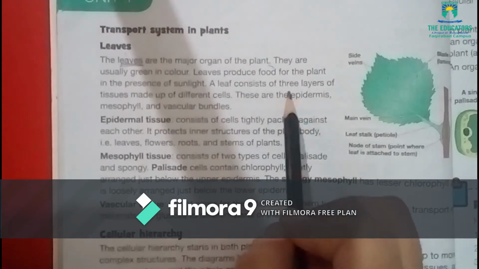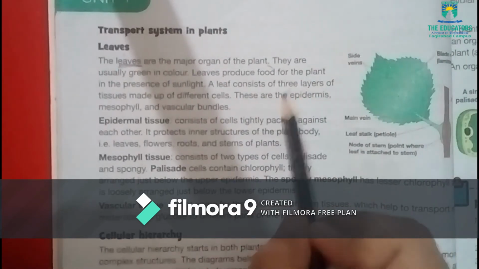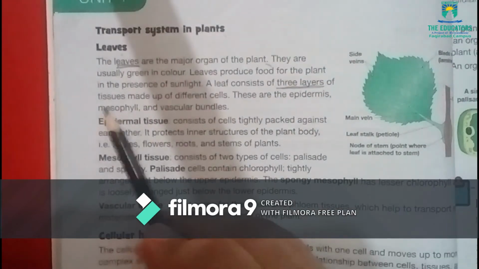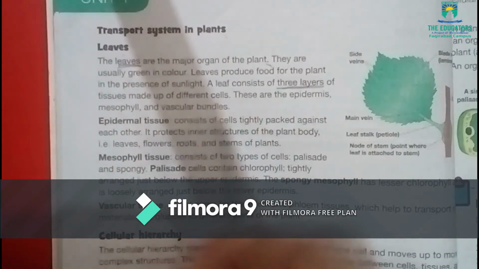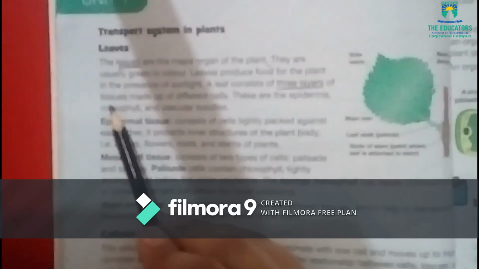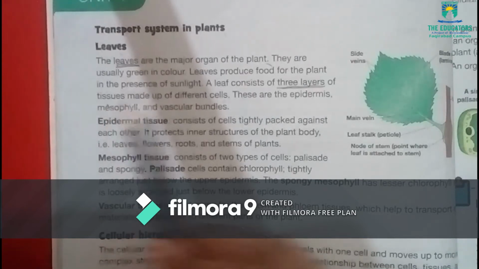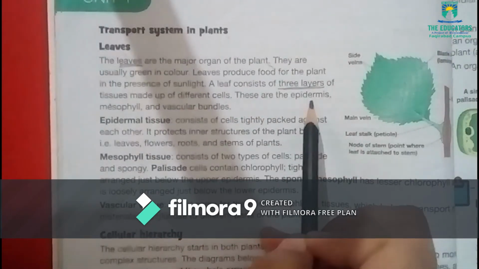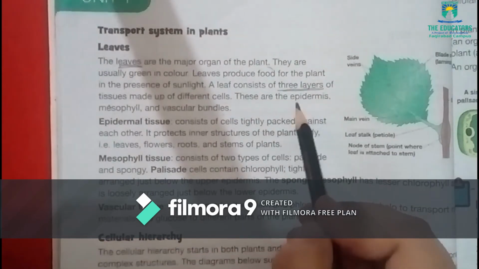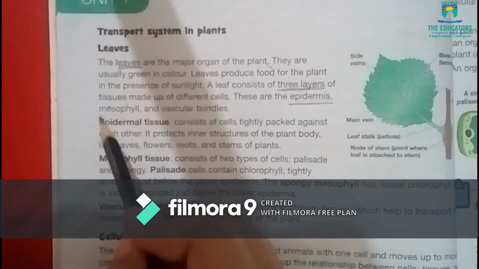A leaf consists of 3 layers. How many layers do leaves consist of? It consists of 3 layers of tissues made up of different cells. What do you mean by tissue? Tissue, as I told you, a group of cells that perform a specialized function is known as tissue. These are the epidermis, mesophyll and vascular bundles. What are the 3 layers of leaf? That is epidermis, mesophyll and vascular bundle.